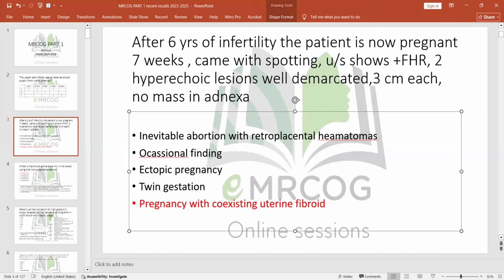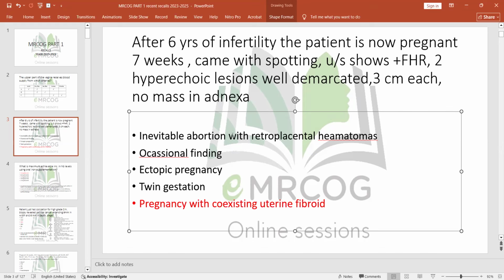The hyperechoic, well-demarcated lesions are usually polyps. They said uterine fibroids, it's okay. I don't really like the specification in the scenario. They should be hypoechoic, not hyper, because fibroids are hypoechoic, while polyps are hyperechoic. Anyway, they were not very specific. It's okay. By exclusion, this is not an incidental finding.